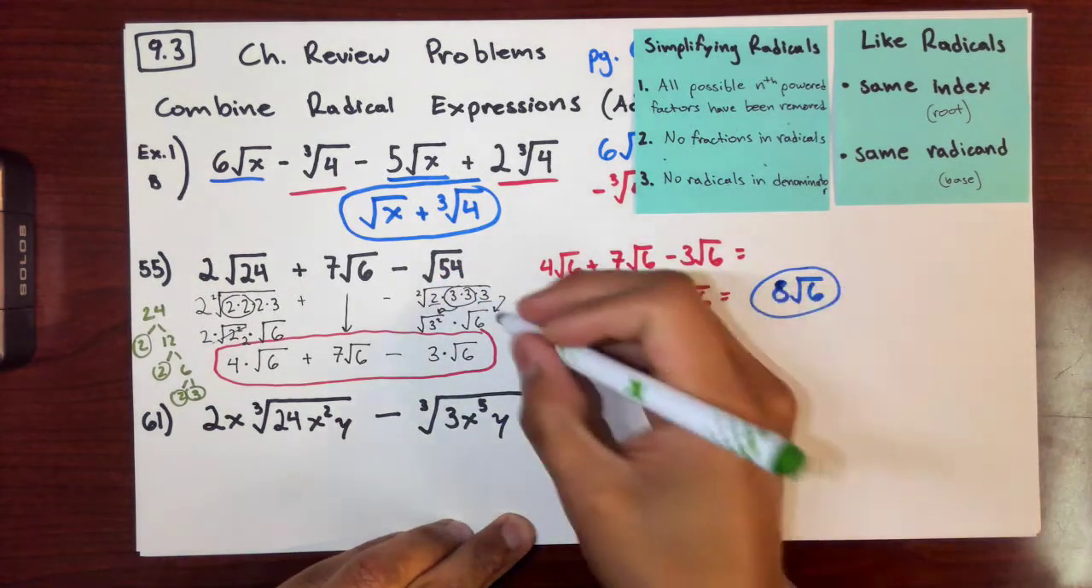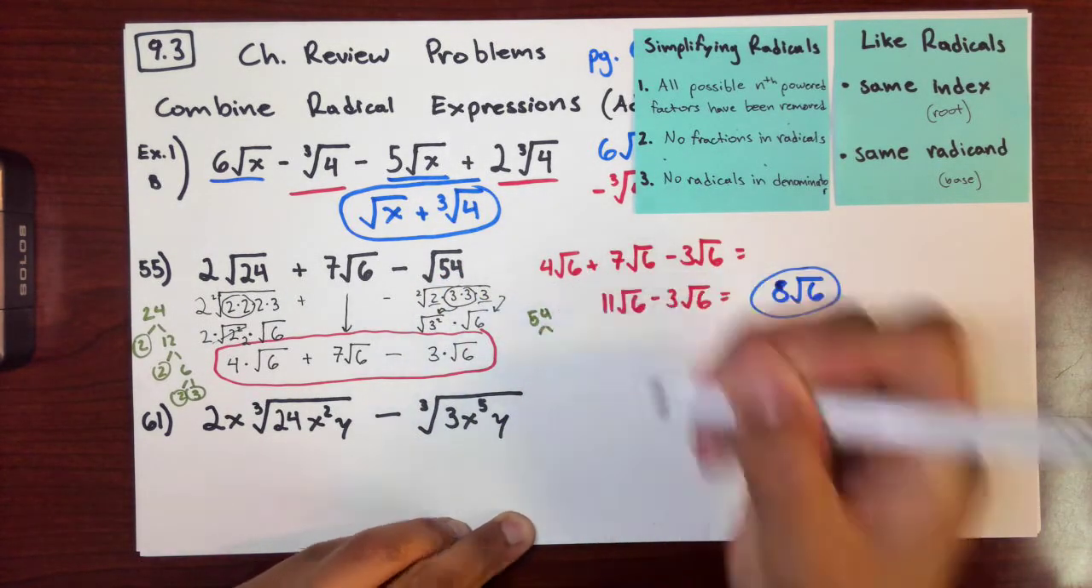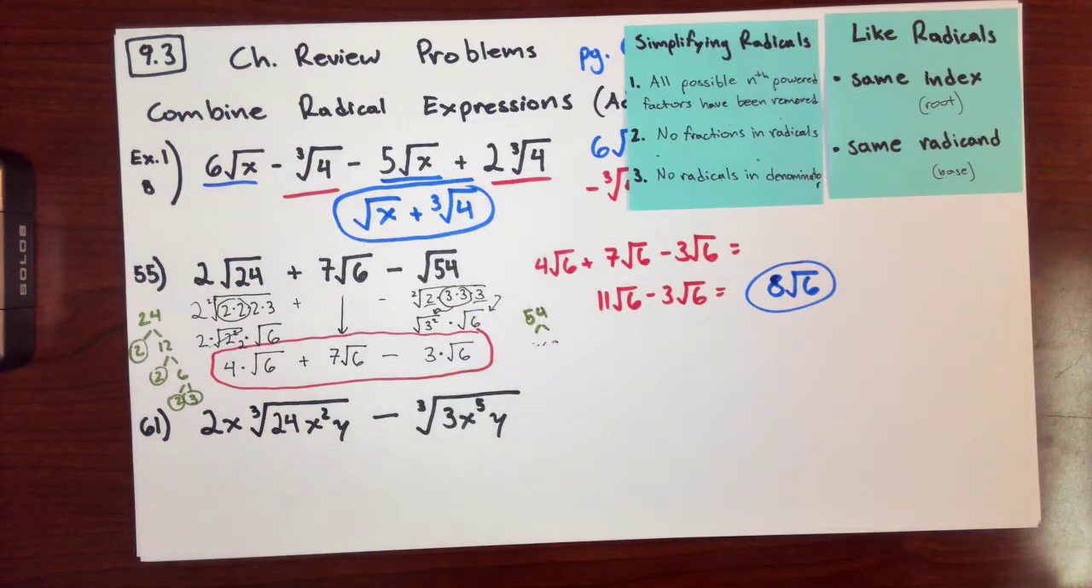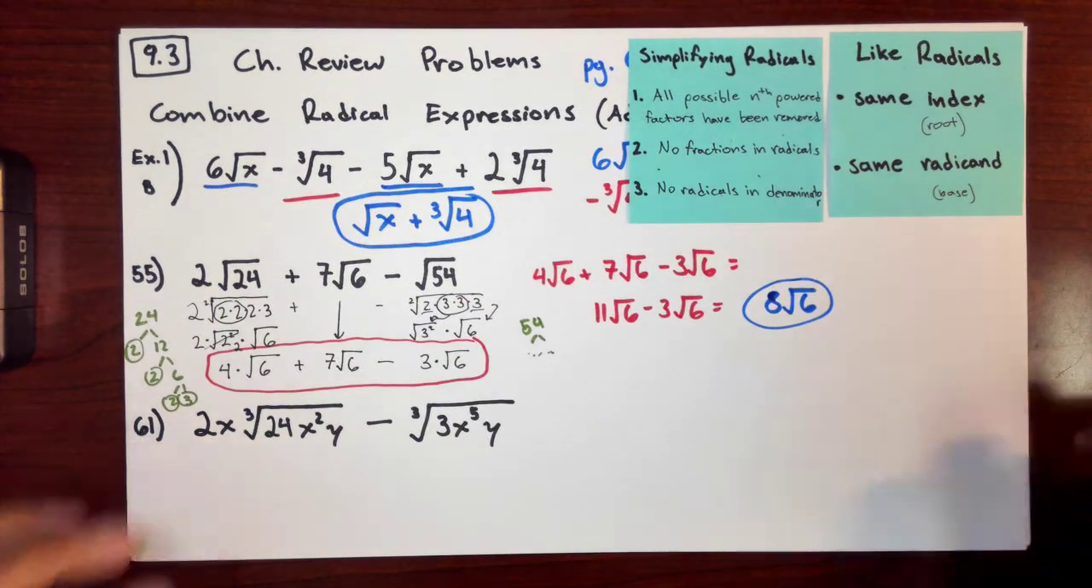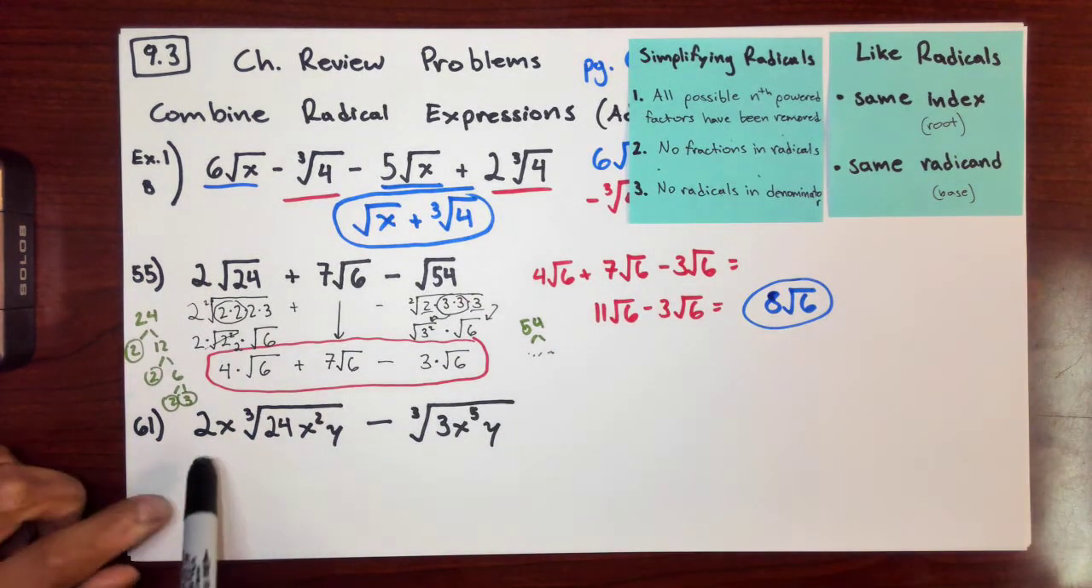So make sure that you do that. Make sure that you take the time to make that factor tree for 54, okay? Just so that you can get this that was inside here. Okay, so let's move on to the last one so we don't make this video too long.